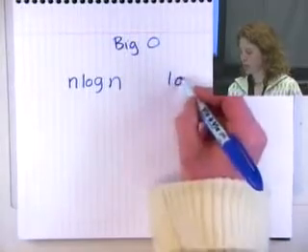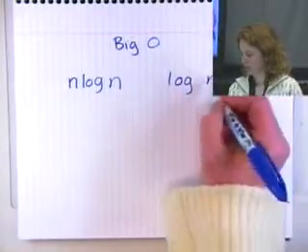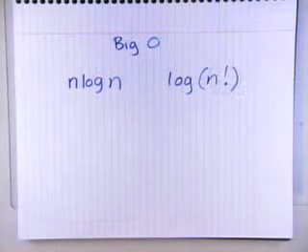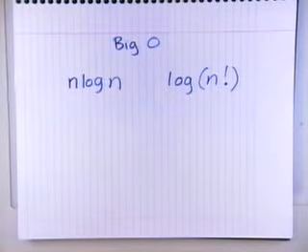Let's compare n log n and log of n factorial. Let's figure out which one's bigger. Does anyone have a guess? Log of n factorial. Okay, I want to have a vote. Who says log of n factorial is bigger? Okay, that's 3 people. Who says n log n is bigger? Oh, that's like 8 people. Okay, you win. This one's bigger.